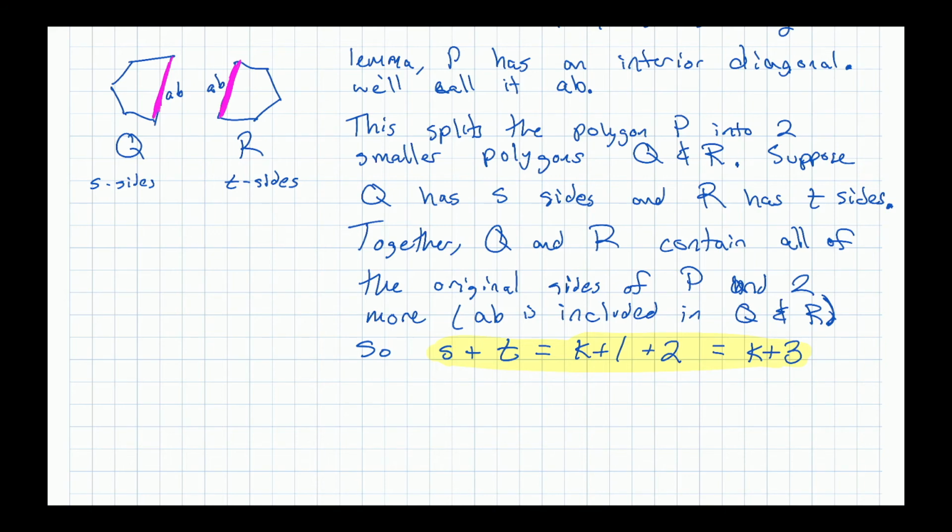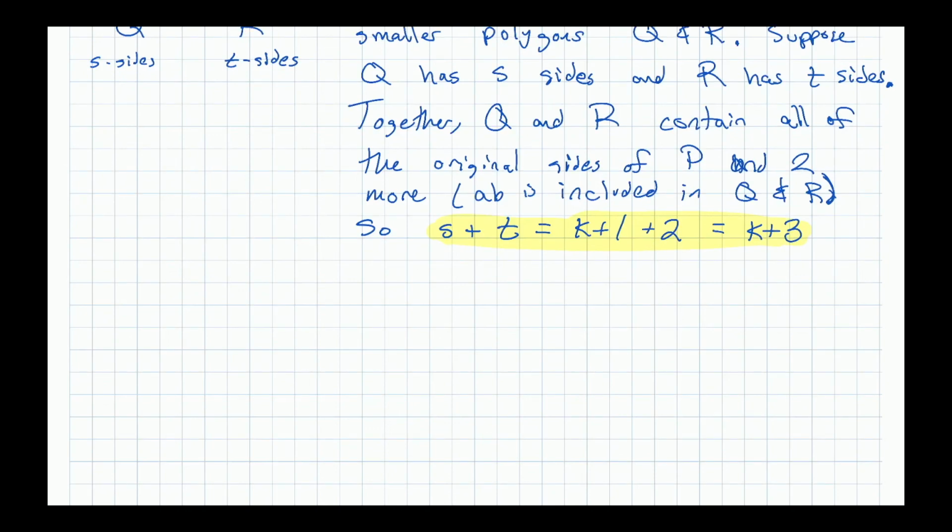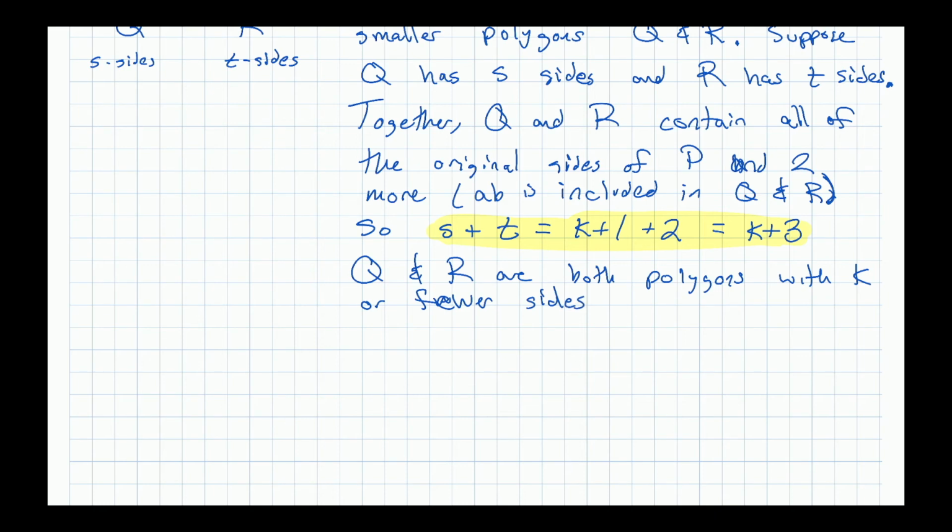Okay, so then what are we going to do? Well, what we're going to do now is look at the polygons Q and R. So Q and R are now two polygons with K or fewer sides, and also 3 or more. And I don't really want to spend a lot of time justifying that.